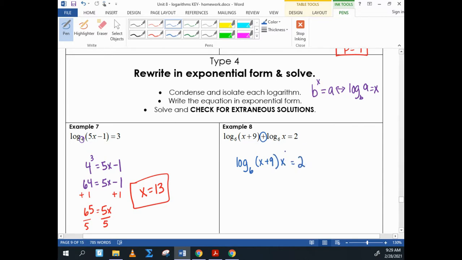So let's go ahead and distribute this x to both terms right here. So we'll have the log base 6 of, and there's 2 terms, so we'll write them in parentheses, x squared plus 9x is equal to 2. Good. Now we've just got log on one side of the equation all by itself. So we are going to write the equation in exponential form. So identify your base first. 6 to the other side power is equal to x squared plus 9x.